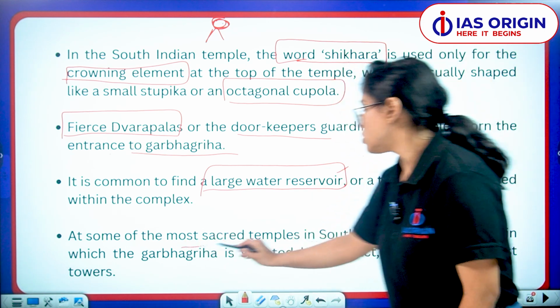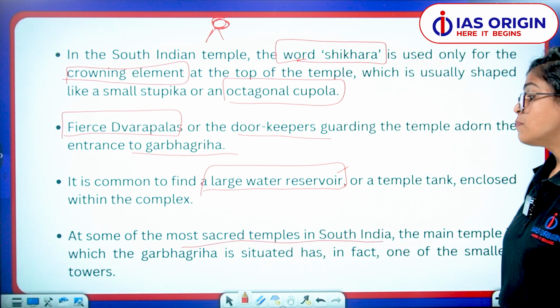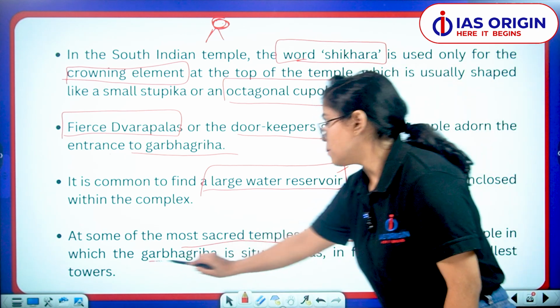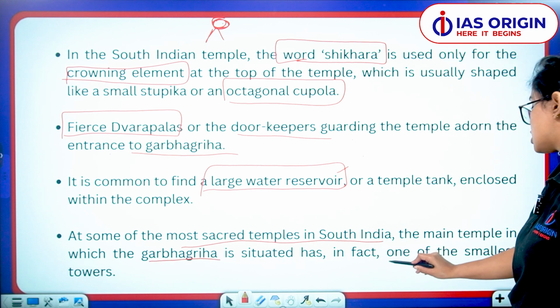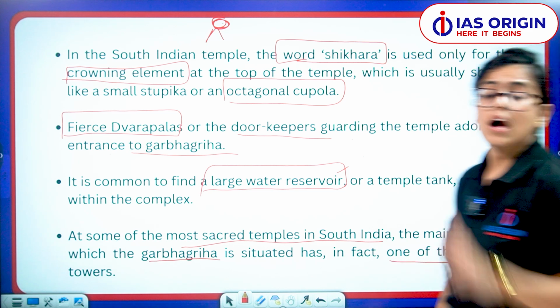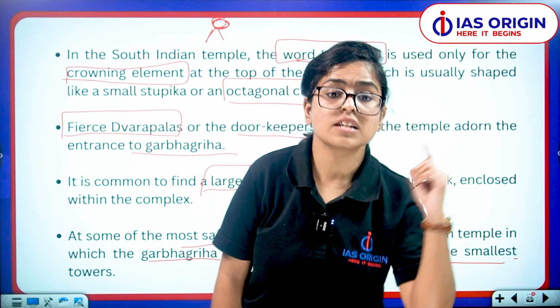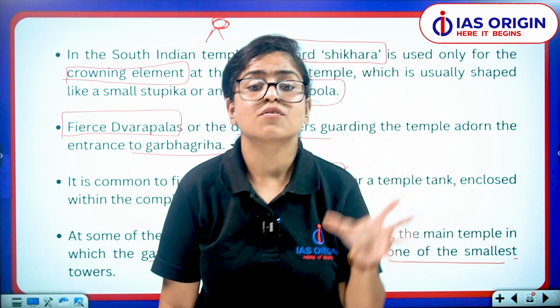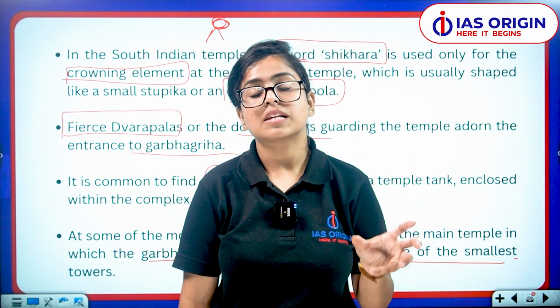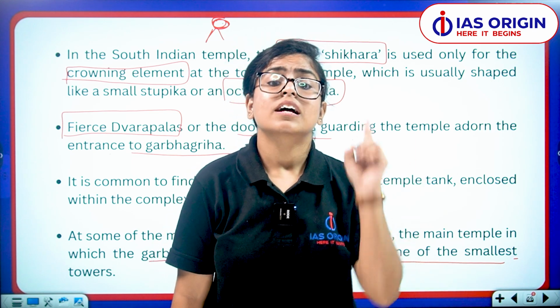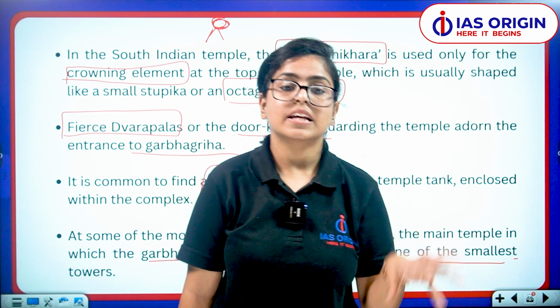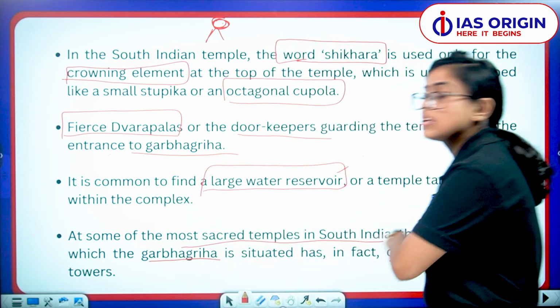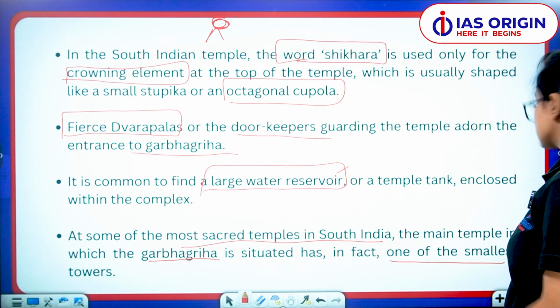At some of the most sacred temples in South India, the main temple, which is a Garbhagriha, is situated in the smallest towers. Now, Nagara temple में जैसे जैसे time आता गया, sculptures बढ़ते गए, population बढ़ती गई, the Garbhagriha or the main deity came to be placed under the tallest tower. But South India में आज भी main deities are placed under the smallest tower. Okay, so this is a difference.